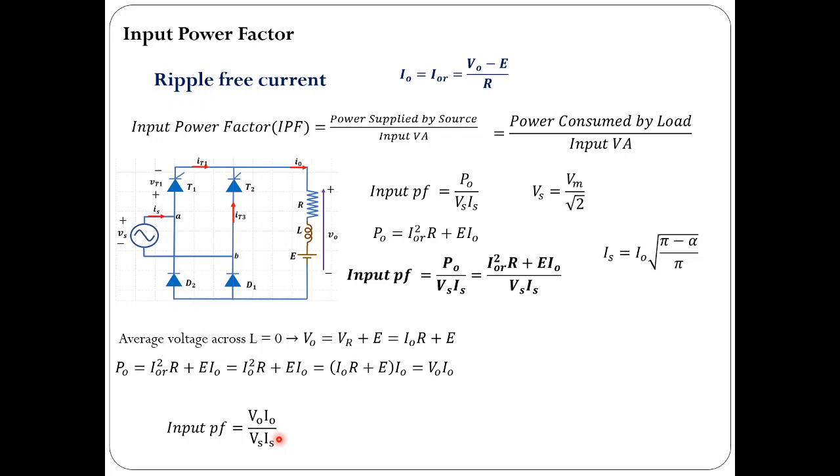Sometimes you may be asked to find the input power factor also, and most of the time it would be mentioned in the question that current is ripple free. In case of ripple free current, it is very easy to compute the input power factor, so please do it. In case the load is free from the battery, if the load does not contain a battery, it contains only R and L, you can put E equal to 0 in these mathematical expressions to obtain the input power factor.